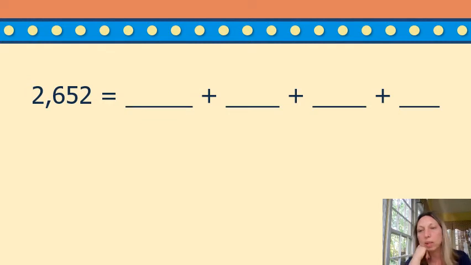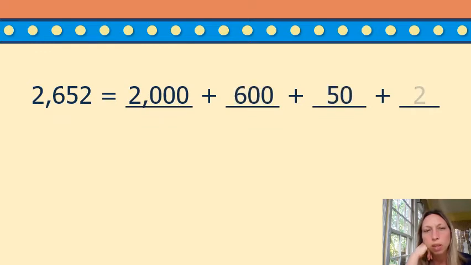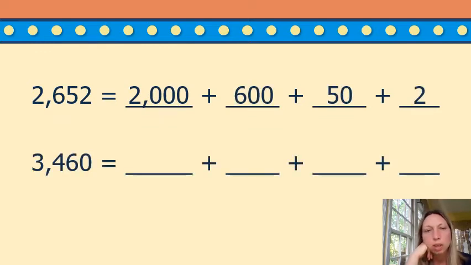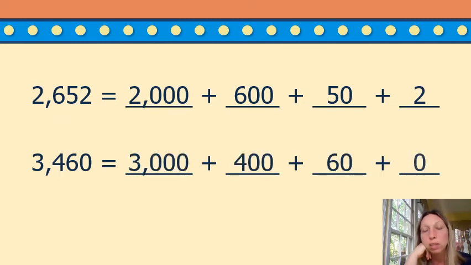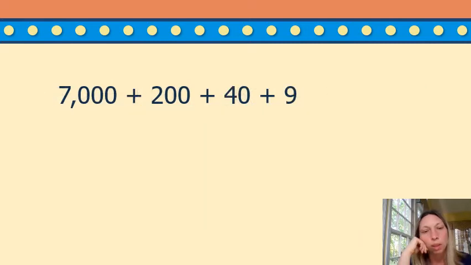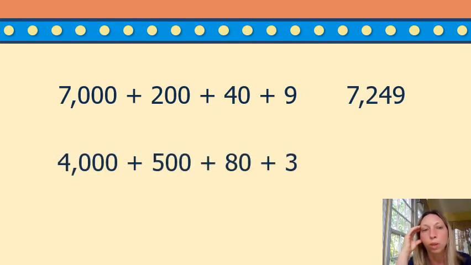So now we're going to talk about expanded notation. We did this at the beginning of the year, so we're going to break it down into 2,000 plus 600 plus 50 plus 2. The next number is going to be 3,000 plus 400 plus 60 plus 0 in the ones place. All right, so now what number is this? You take the 7 in the 7,000s, the 2 in the hundreds place, the 4 in the tens place, and the 9 in the ones place, and you get 7,249. What is this number going to be, students? 4,583.